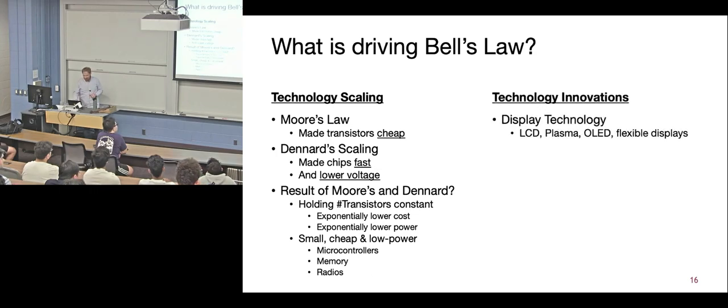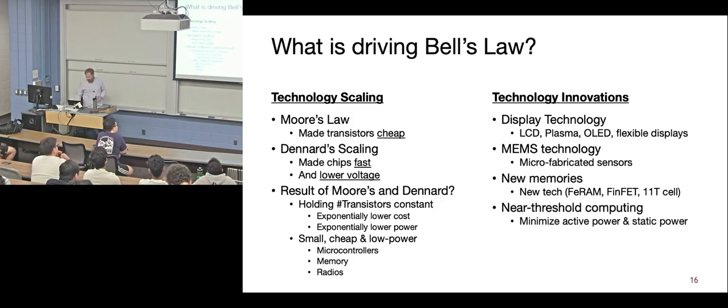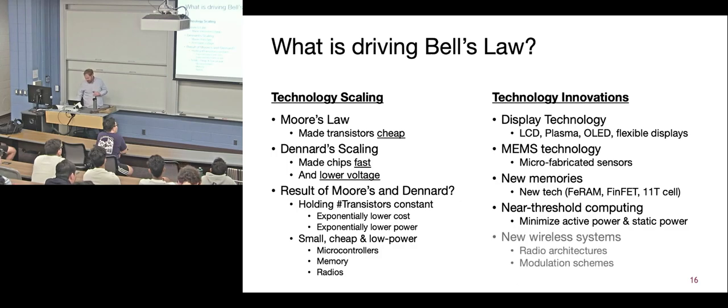And then other technology innovations such as displays, LCDs, plasma, OLEDs, MEMS technologies, different types of memory have really transformed how we can have mobile devices. Near threshold computing, a special subclass of integrated circuit technology where you can have things that are much slower, but much, much lower power, and new wireless standards. So all these things are factors influencing technology that you will get to play with, because you're going to choose radios and all these different peripherals to incorporate into your embedded systems, and this will impact what you can create in the future. Oh yeah, and battery technology.